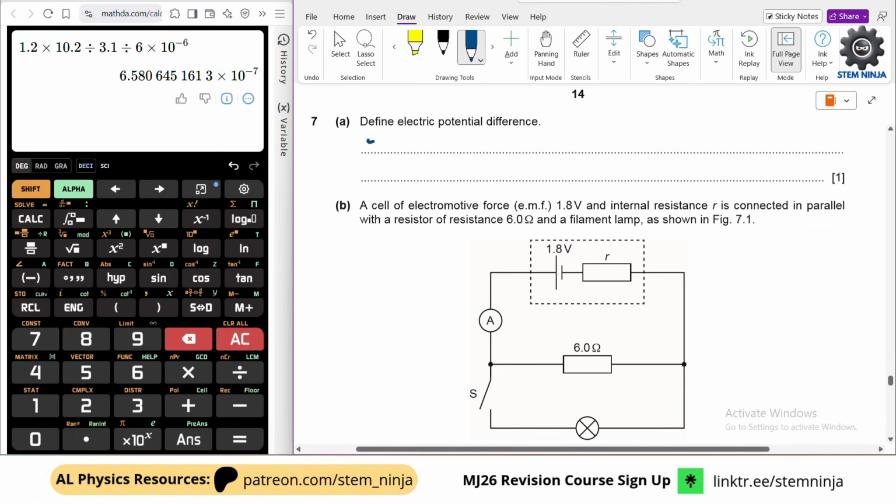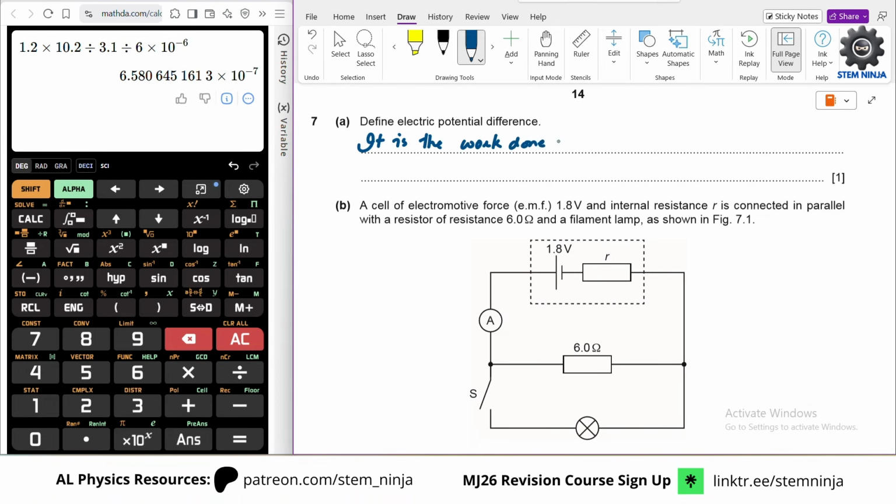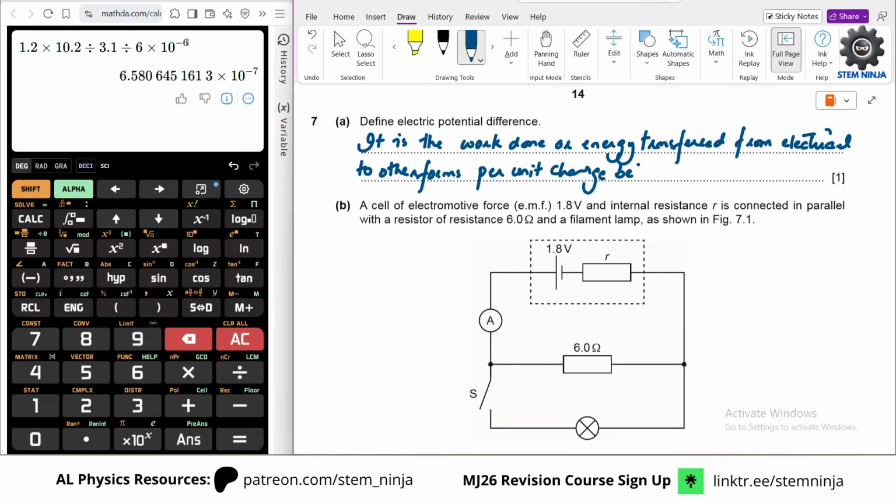So it is the work done or energy transferred from electrical to other forms per unit charge between 2 points in a circuit.